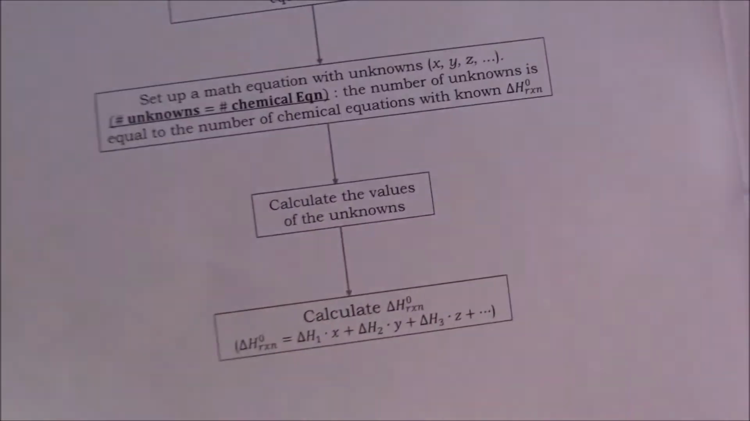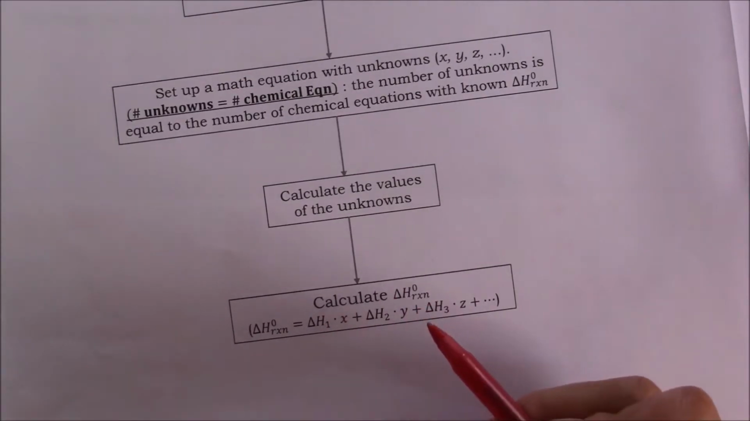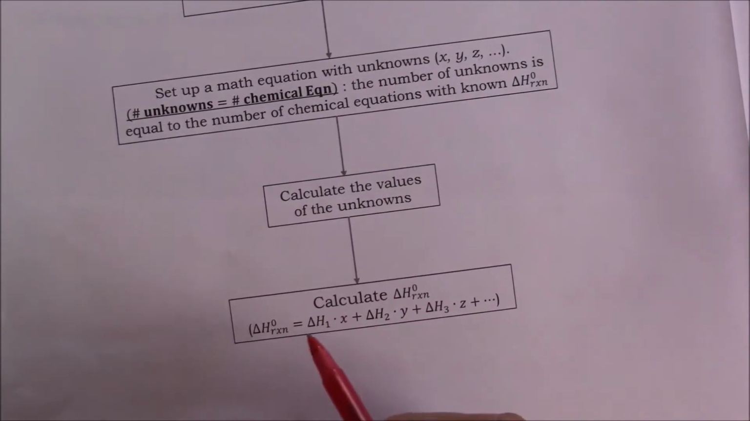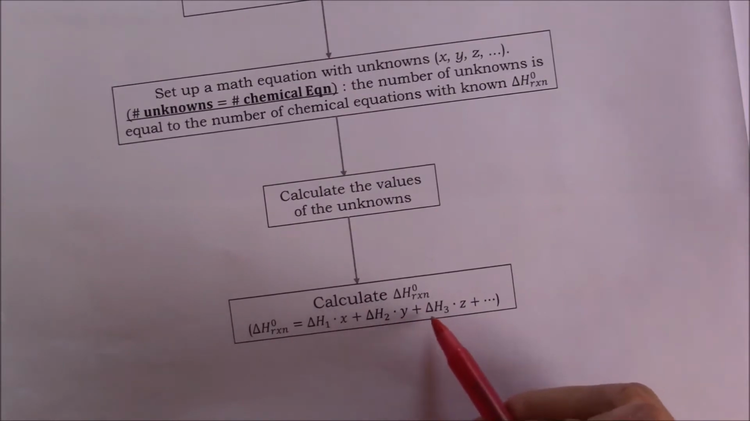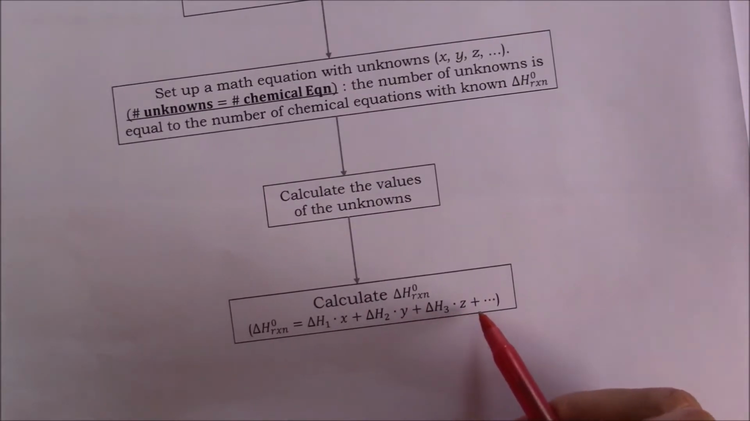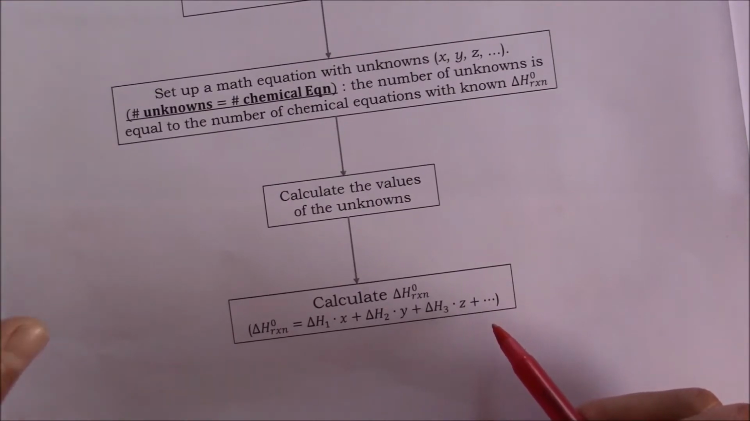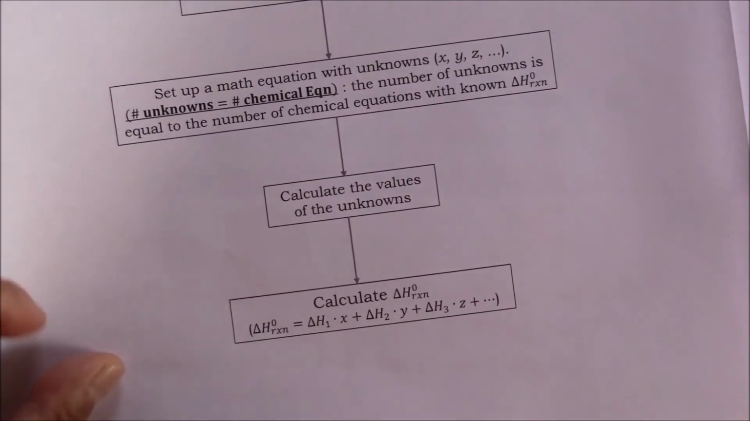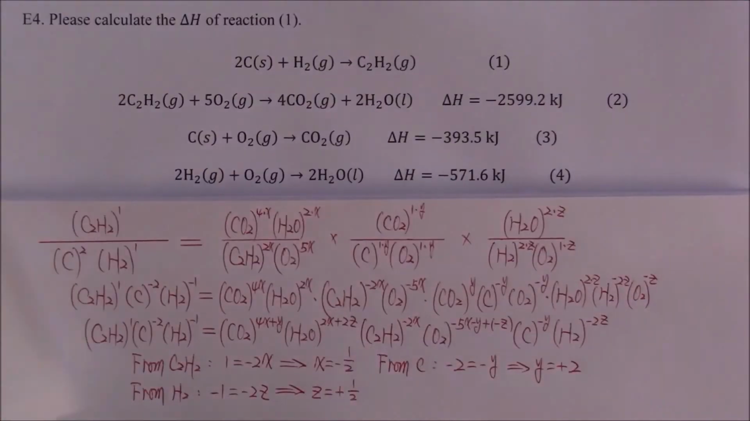Now let's look at our flowchart again. The last step will be calculate delta H reaction. Delta H reaction is equal to delta H1 multiplies X plus delta H2 multiplies Y plus delta H3 multiplies Z until you finish for all unknowns. Because for this particular problem, we only have 3 unknowns. Therefore, we only add up 3 terms together. Now let me show you the work.